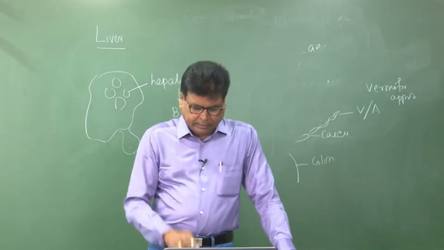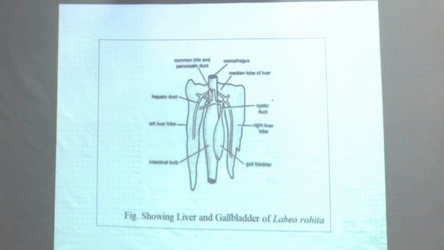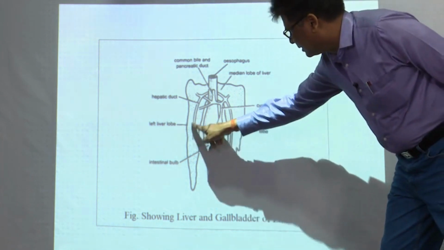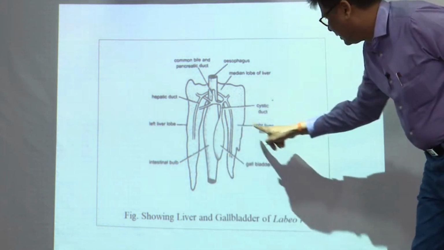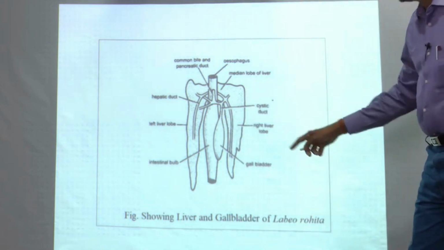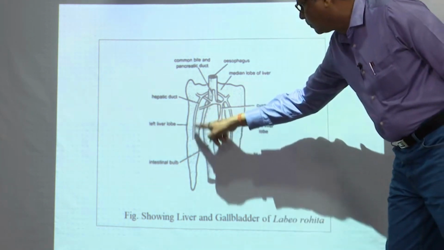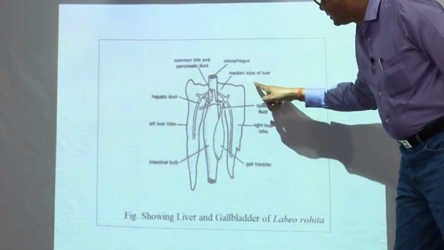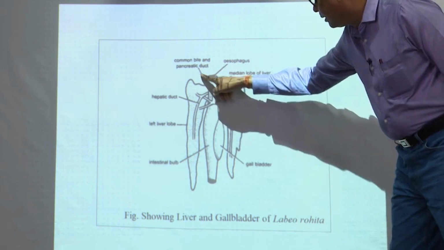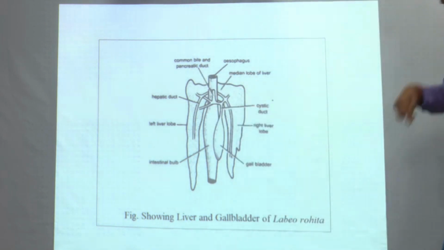I can show you, this is in the picture. So this is the gallbladder in fishes. This is the intestinal lobe. This is the left liver lobe and this is the right liver lobe. So you see this is the liver of fishes. This is the hepatic duct which is coming from the liver. This is the esophagus, this is the common bile duct and this is the pancreatic duct. So this is all about the structure of the liver in case of fish.